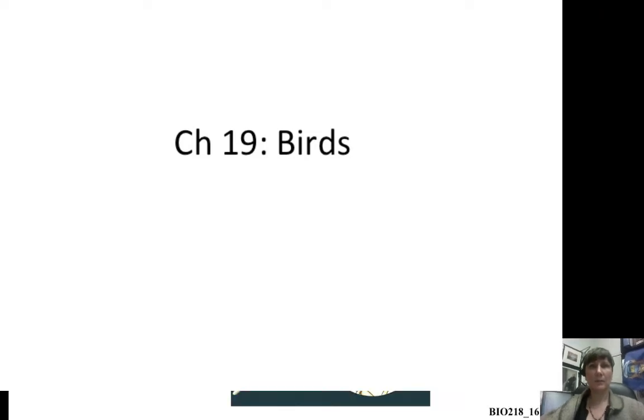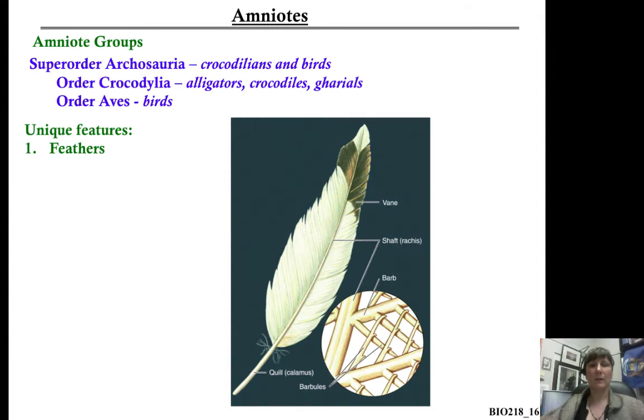Okay, now let's continue our discussion of the amniotes and talk about birds. Birds have a lot of unique adaptations for flight as well as for other aspects of their ecology and behavior. One of the most characteristic or hallmark features of birds is the presence of feathers and the presence of wings. There are other animals in the amniotes that have wings or maybe adaptations for gliding and for flight, but nobody but the birds have feathers.